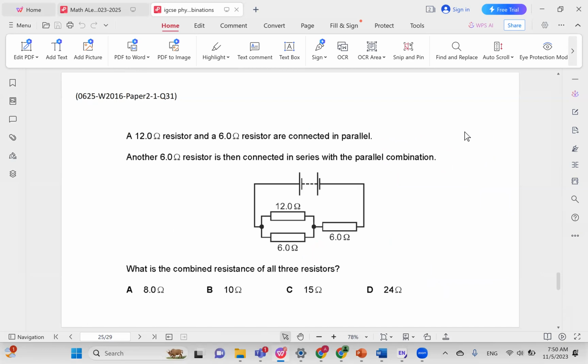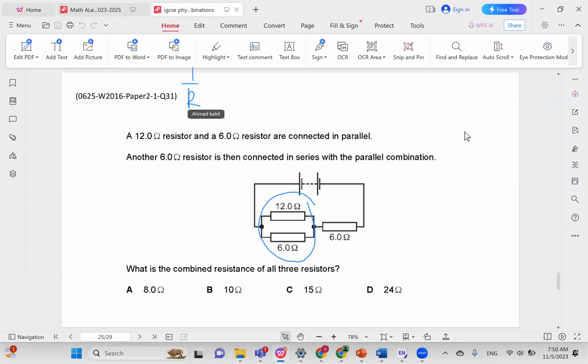A 12 ohm resistor and a 6 ohm resistor are connected in parallel. Another 6 ohm resistor is connected in series. What is the combined resistance of all three resistors? Again, here, just doing it analytically won't work because you still have more than one option that could work. So we just calculate the effective resistance of the parallel part first.